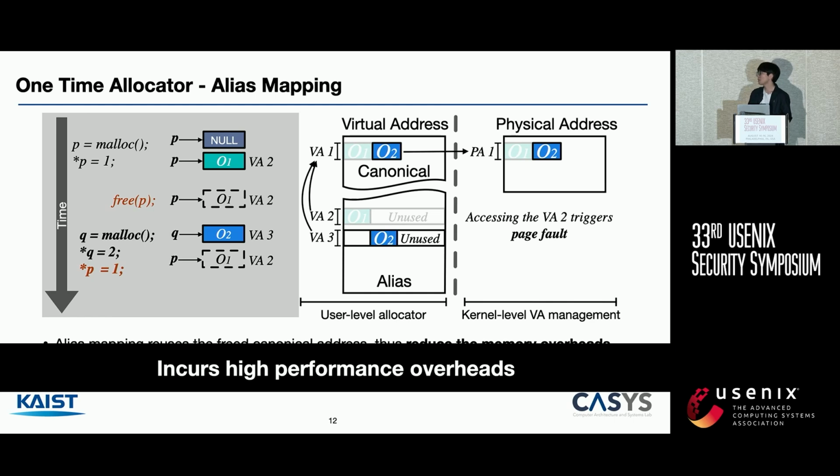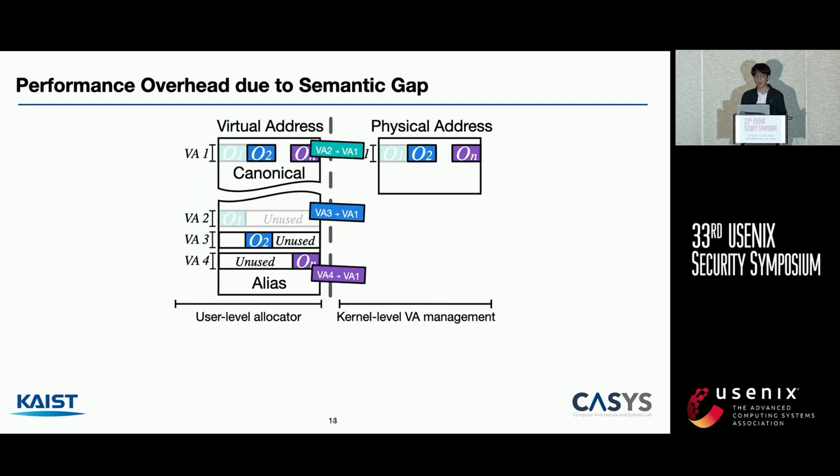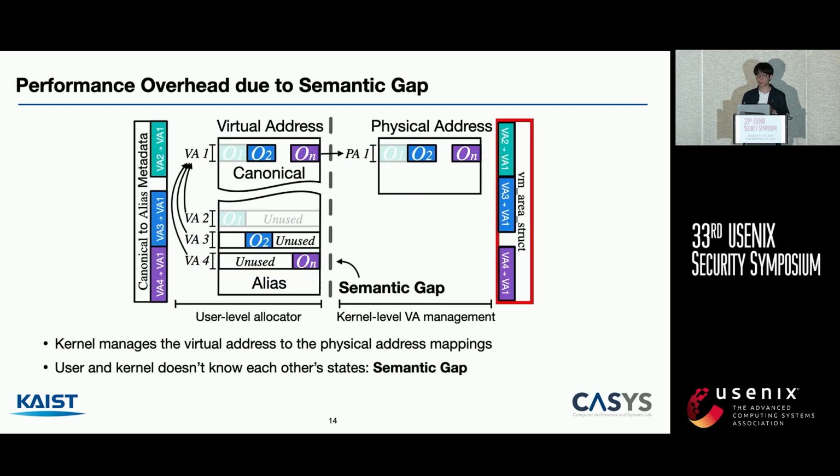However, several inherent performance limitations prevent its practical and wide adoption. To better understand these constraints, let's dive into the details. The one-time allocator manages alias to canonical mapping using user-level side metadata. This metadata must be updated after each memory allocation. However, the kernel also manages the virtual to physical address mappings. Because user and kernel are isolated, they don't know each other's memory management space. The problem that occurs from this separation between user and kernel, and the associated performance limitations, is known as the semantic gap problem.